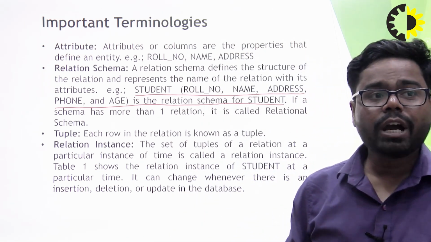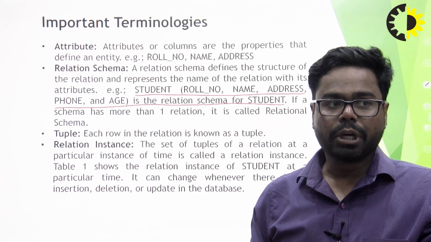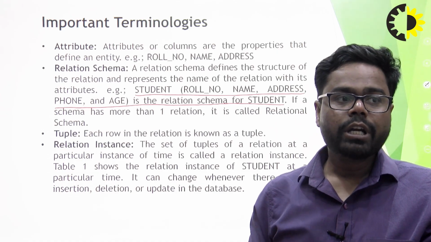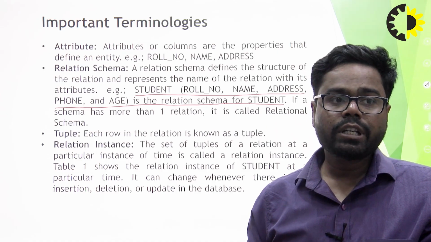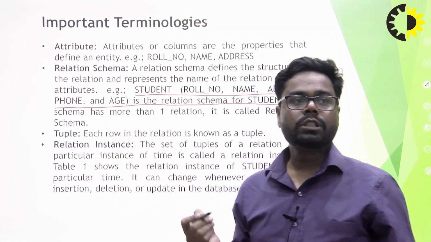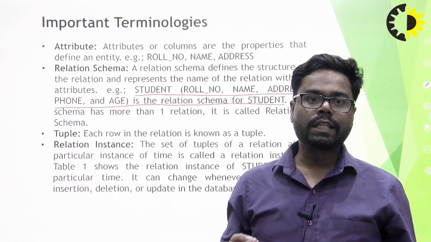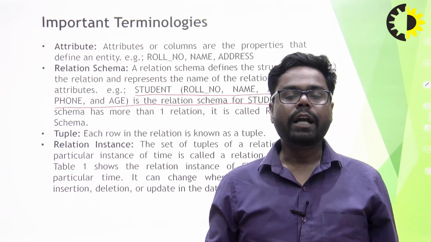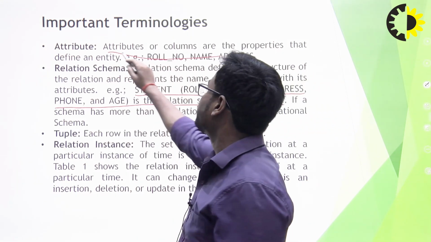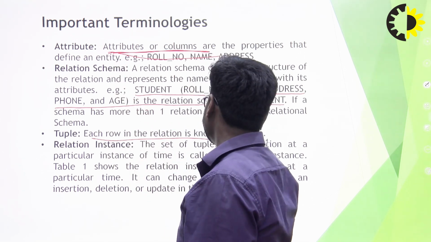If a schema has more than one relation, then it is called a relational schema. Next, this is clear about the schema. Now the tuples. Each row in a relation is known as a tuple. We have two words, attributes and tuples. The rows are called tuples, and the columns are called attributes.